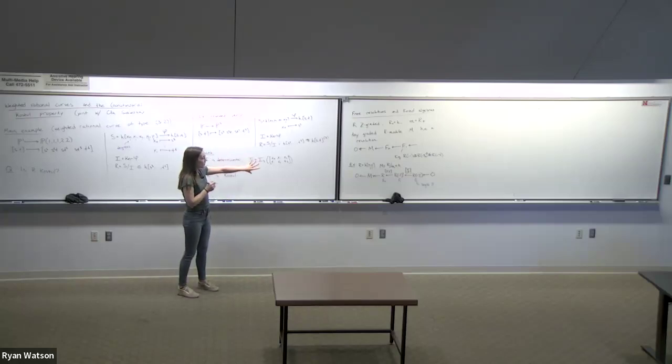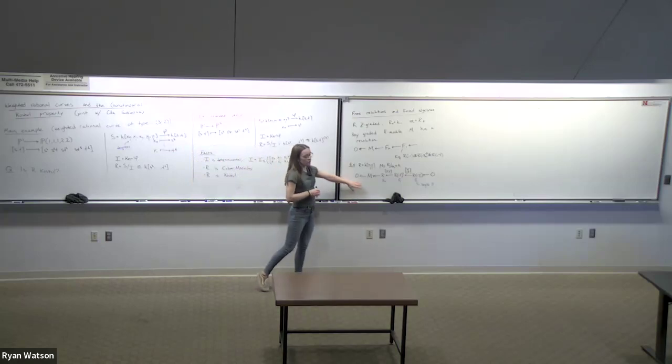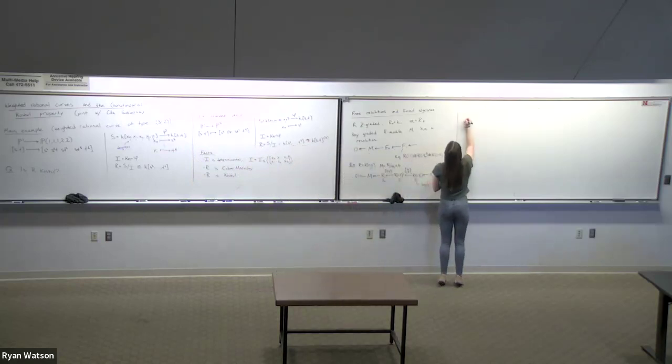And if you work over a polynomial ring, so if your ring R is just a polynomial ring in some number of variables, it in fact turns out that every module has a finite length resolution over R. And this is Hilbert's syzygy theorem.